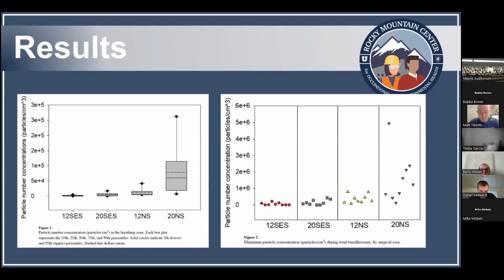And these dots are the individual surgeries, each dot is a surgery, so you can see the concentrations for each surgery. So in this group, they are within a very narrow range, but for the 12 without evacuation system, there's a high range.